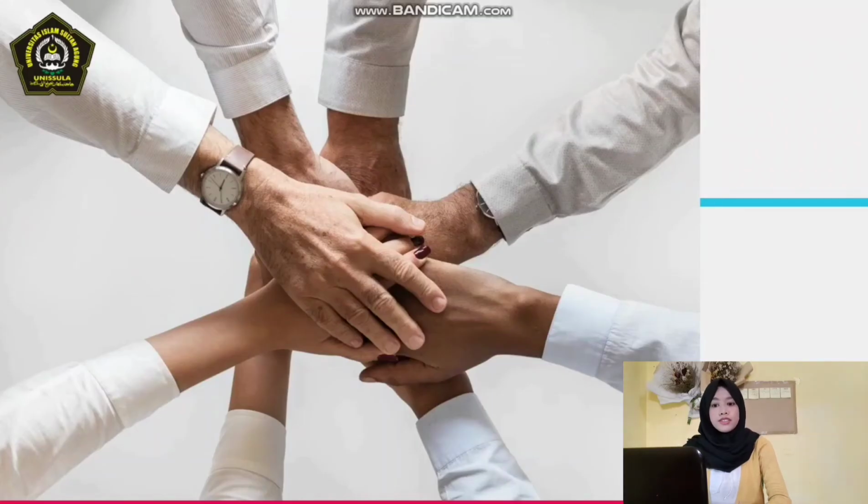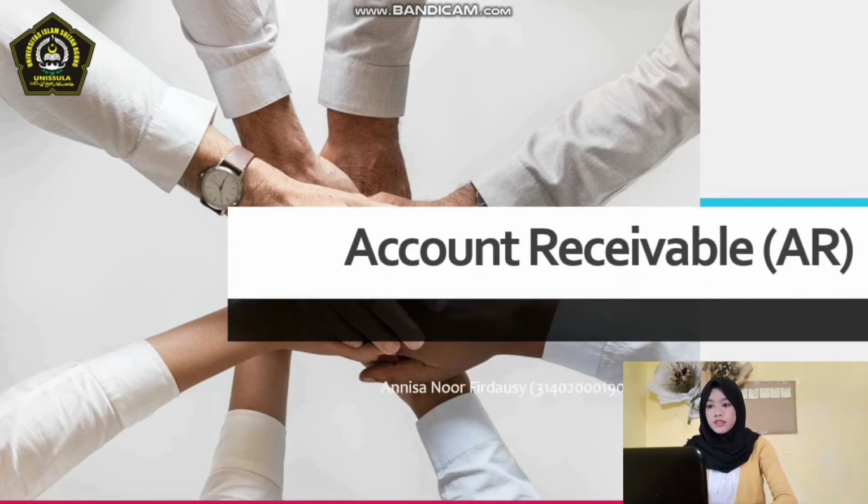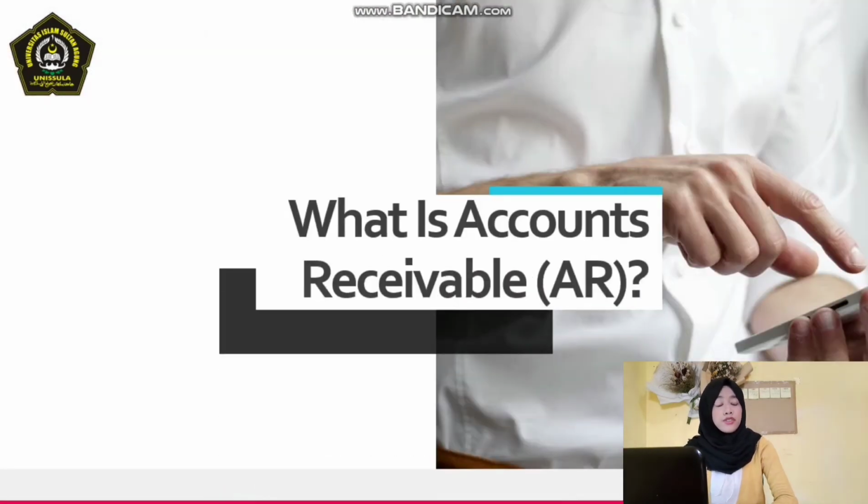Today we will learn about account receivable or AR. Let's check it out. Let's start with account receivable or AR. First, what is account receivable? Account receivable or AR is the balance of money due to a firm for goods or service delivered or used but not yet paid for by customers. Account receivables are listed on the balance sheet as a current asset. AR is any amount of money owed by customers for purchases made on credit.